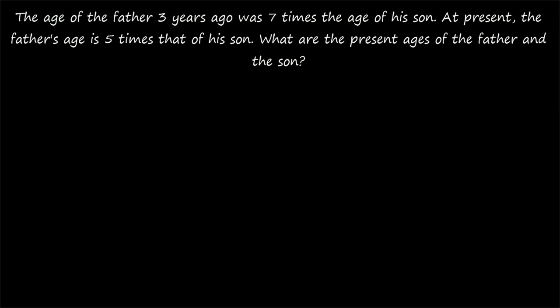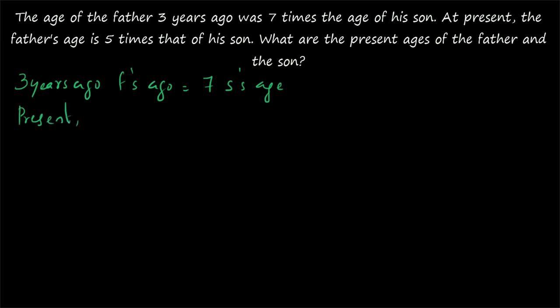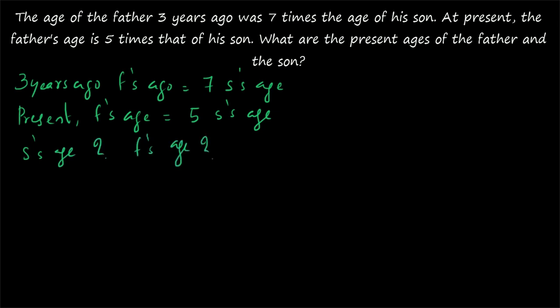So what is the given question? 3 years ago, father's age was 7 times the age of the son. And at present, the father's age is 5 times son's age. Then you have to find out the son's age and father's age. So that's the given question. So this is the first question on ages.